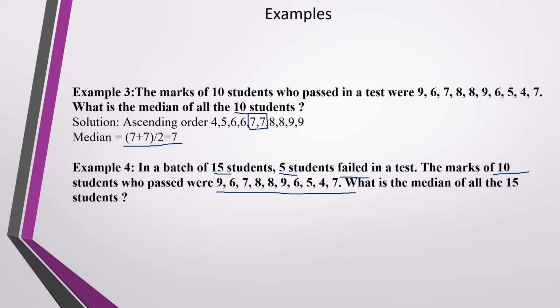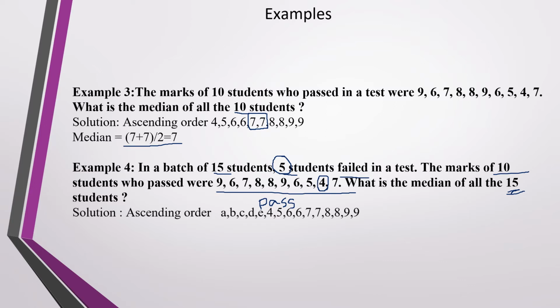Now these marks, you can say that these are the pass marks which are given to us. So this is passing marks. It means the minimum score here we can see is 4. So 4 is the passing marks. And it is given that 5 students have failed. We are supposed to find the median of all the 15 students. So here we need to consider these 5 students also.